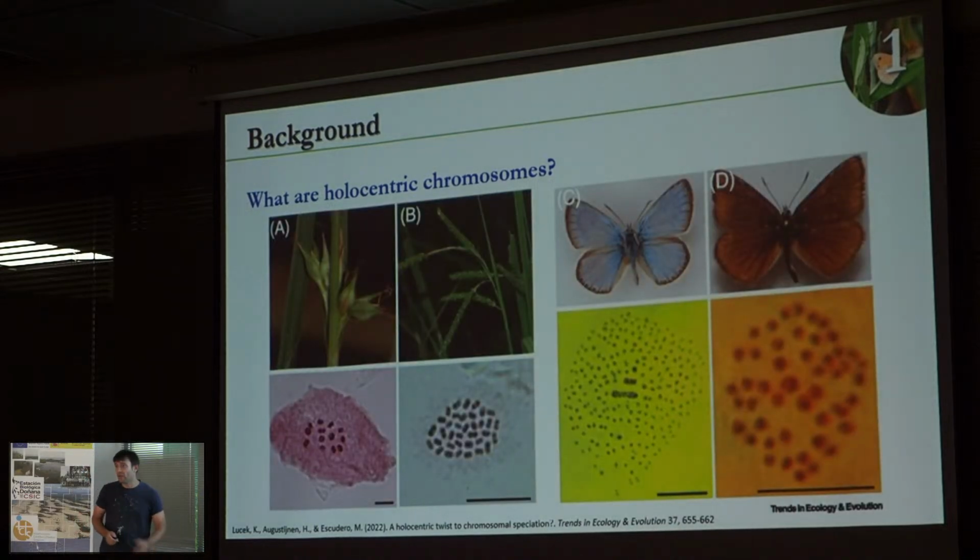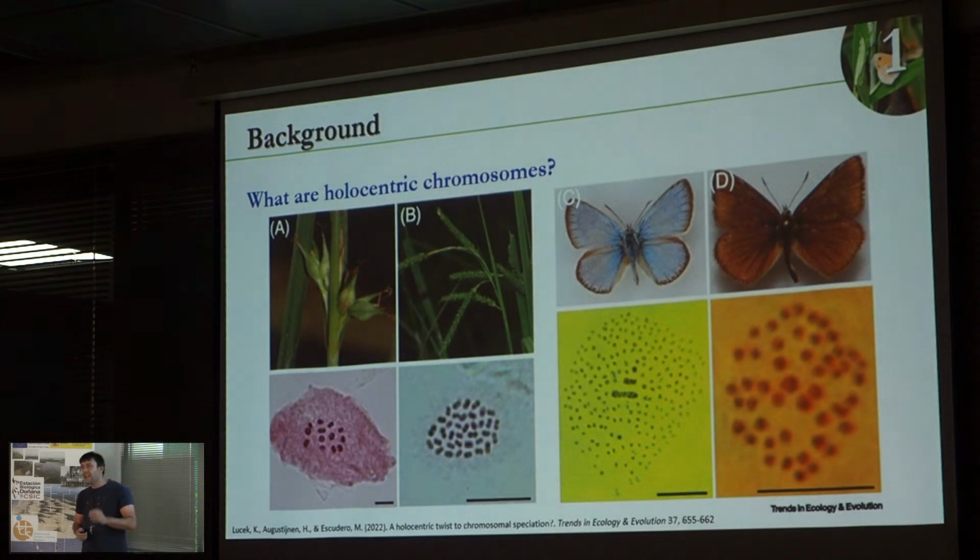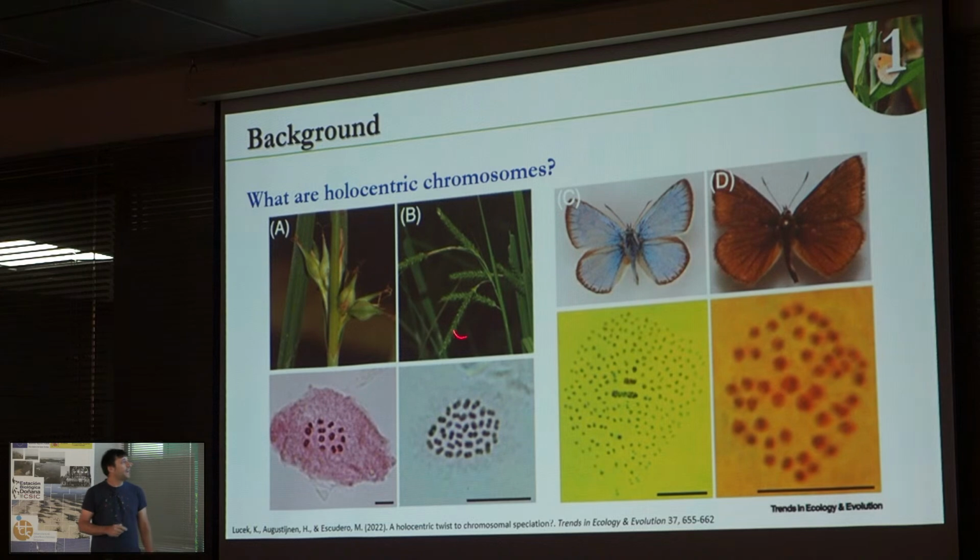So holocentric chromosomes appear independently in 19 lineages of eukaryotes. And I highlight here the order Lepidoptera. I will tell you a little bit about them. And especially I will focus on genus Carex from the family Cyperaceae.